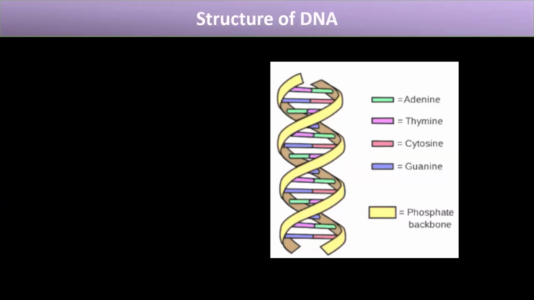So DNA, we already know that it is the genetic material in most organisms. And the structure of DNA was given by Watson and Crick. So Watson and Crick are the two scientists who gave the structure of DNA. Now, what is DNA? If you look at the structure, it is a double helical structure.